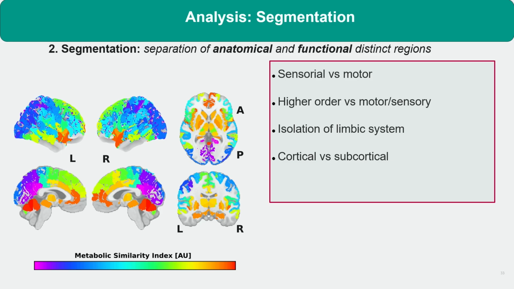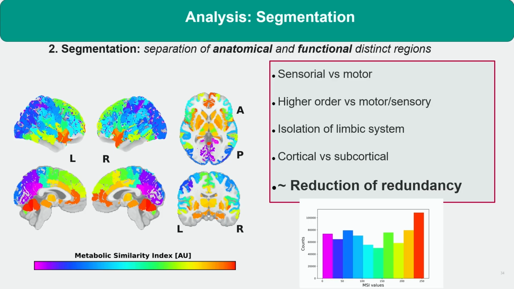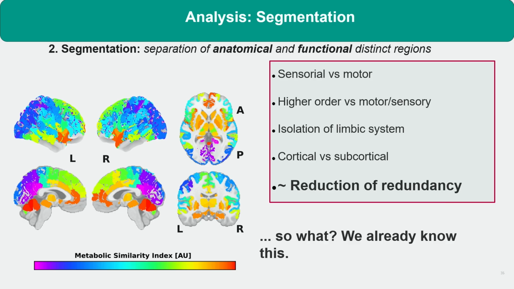If you look closely at these maps, you get a very nice separation between anatomy and function. Sensorial from motor, higher order from motor sensory. We get an isolation of the limbic system, and cortical from subcortical. There's a very nice separation of each of these regions going on here. And also, if you look at the histogram of these values, it's almost uniform, meaning that it's very rare to find redundancy in these values. There are no regions that will have the same metabolic profile. We get an almost perfect separation of metabolism. Okay, but we already knew this. What's the new thing here?